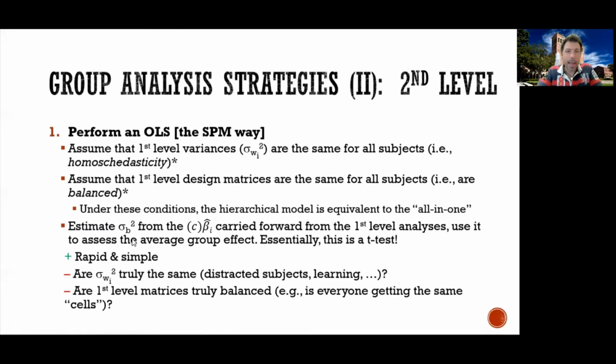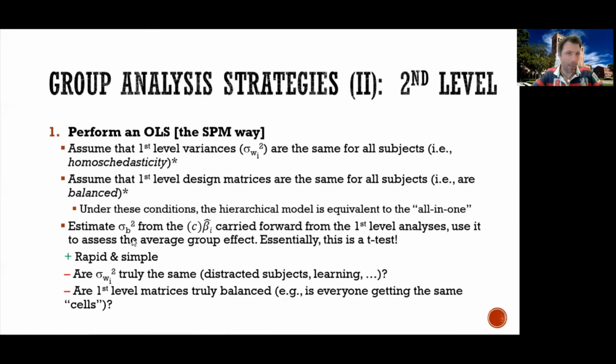On the other hand, is it a good assumption that all the variance, the measurement error across your first level analysis, so for example, across your participants, are the same? Well, what if you had a participant who was particularly distracted? What if some participants learned a strategy, others didn't, and that injected some noise? So the variance at the first level might not meet homoscedasticity. And at the same time, are the first level matrices truly balanced? Is everybody getting the exact same cells?